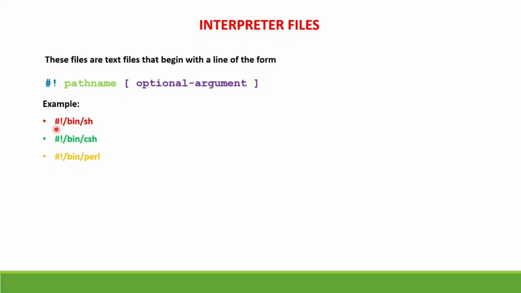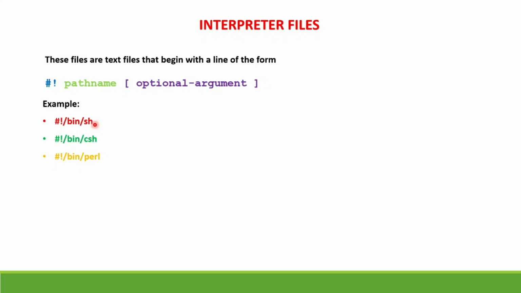So this is an example of an interpreter file, right? This shebang followed by /bin/sh. What does this say? This says the following commands in my shell script need to be executed by the shell which is specified in this particular path. Okay, and by default, when I refer to sh in Unix, it refers to Bourne shell.